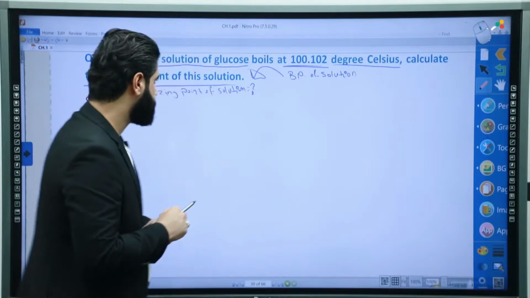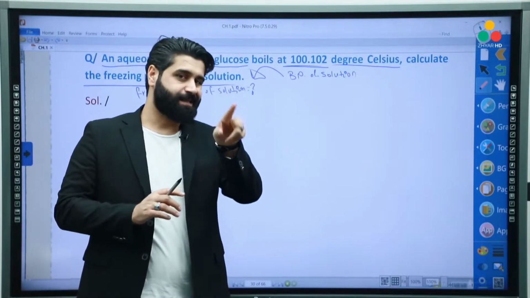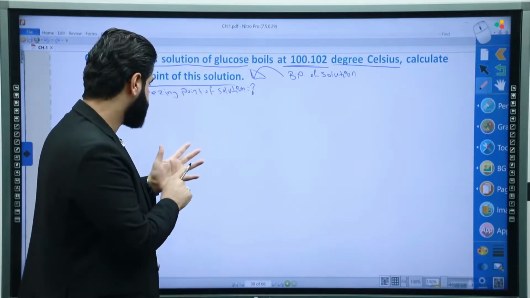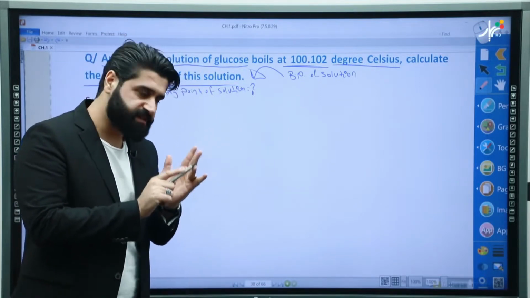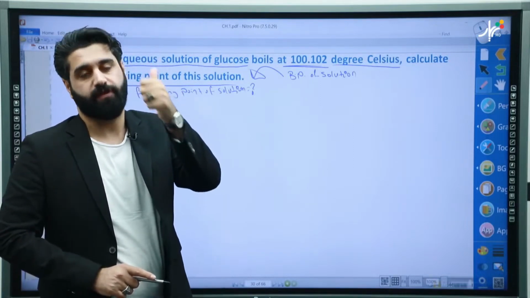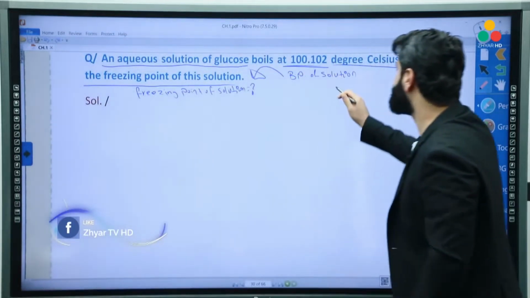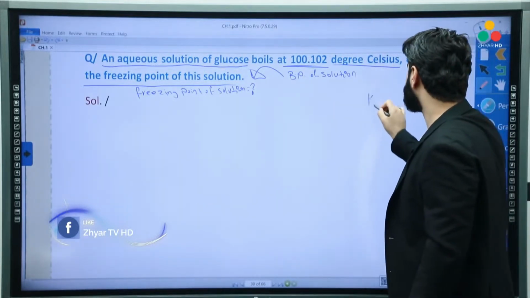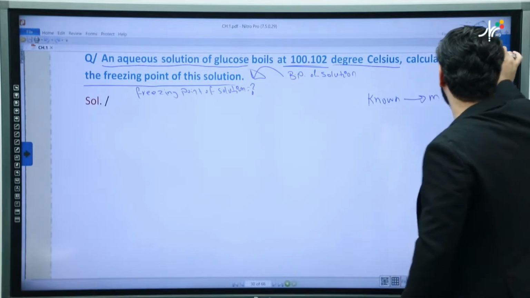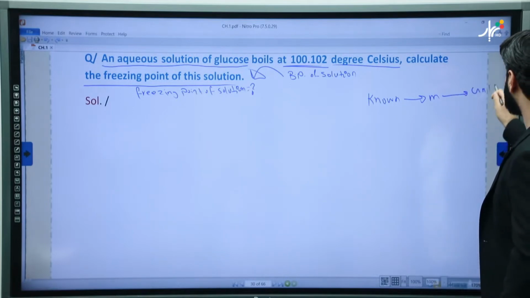Molality. So, any question that contains both colligative properties, I mean, any question that contains boiling point and freezing point, there will be two steps for solving that kind of question. What are the steps? First of all, you have to convert the known into molality, then convert molality into the unknown.